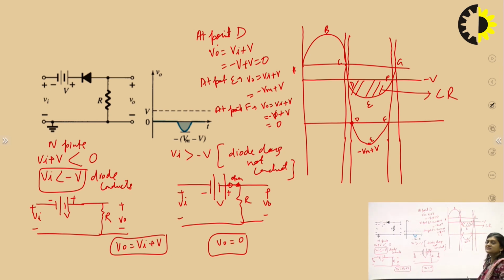And for the other points A, B, C, the output is automatically 0 because they are non-conducting regions. So here it will be this line, this is the output. So only in that region our output will be there. So it has clipped the positive cycle completely. This is an example of a positive clipper, a biased positive clipper.